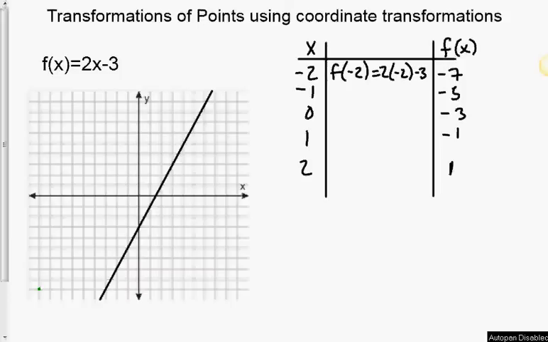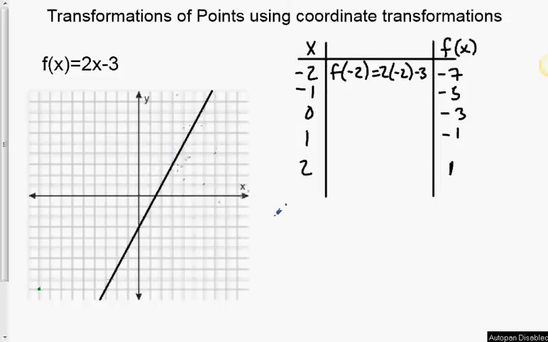So in the last video, we were taking a look at transforming points using coordinate transformations, and we had taken a look specifically at how we could transform a line, such as the one that's there, and the points that are associated with that, by using several different transformations. So one of the transformations we had taken a look at was reflections.